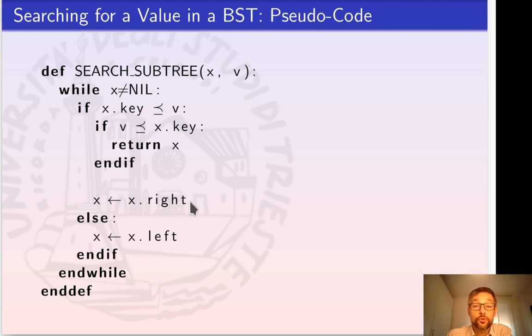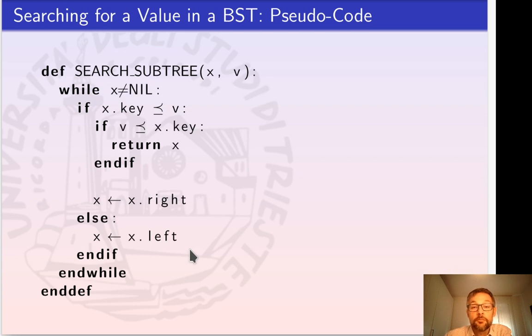This is due, of course, to the BST property. If v is not greater or equal than the key of x, then it should be smaller or equal because we are dealing with a total order. This means that we need to deal with the left subtree, and so we move from x to the left child.